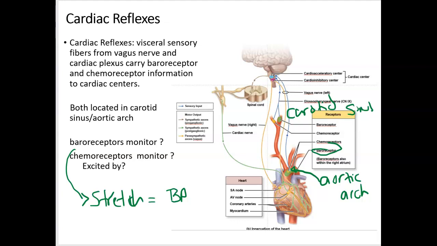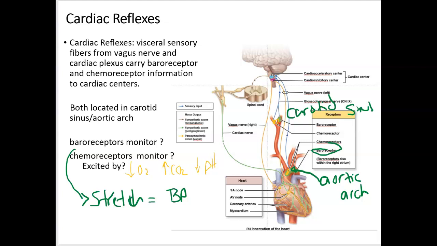Now, chemoreceptors are right next to them. Same locations, carotid sinus and aortic arch, but chemoreceptors monitor chemicals. And chemoreceptors for blood are only excited by 3 specific stimuli. So they are excited if your blood oxygen level decreases, if your blood CO2 level goes up, or if your blood pH falls. So those are the stimuli that are going to activate the chemoreceptor.